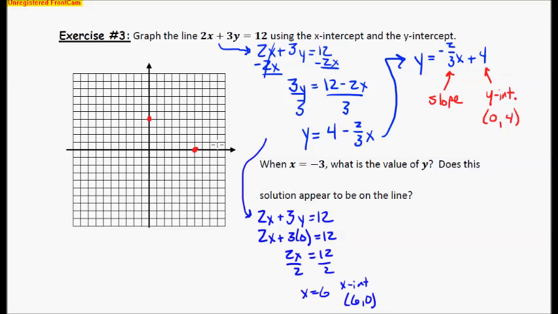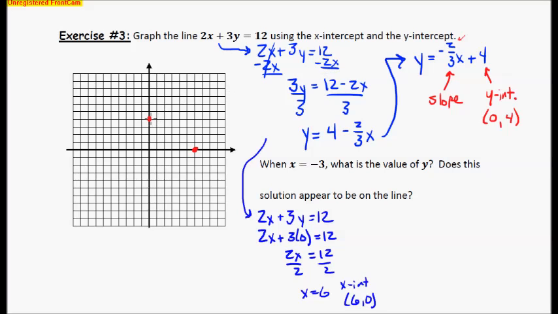Okay, and again, if you have a ruler and you're confident in your math and you've done everything right, you can just connect those two points, and you've got a beautiful graph. Now I'm going to take just a minute here and use the slope again. I really highly suggest that you do this. I'm going to use my slope and put a bunch of other points here.